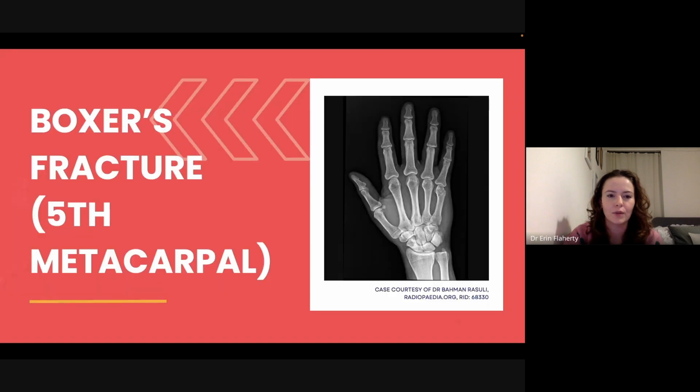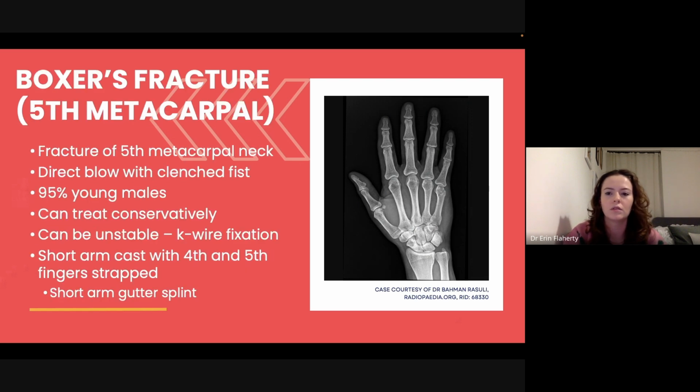Okay, so common hand pathologies. First one we have is a boxer's fracture. It's called this, unsurprisingly, because it happens a lot to boxers or people that like to think they can box. So it's a fracture of the fifth metacarpal neck. So this is our 1, 2, 3, 4, 5, fifth metacarpal neck. And just here you can see we've got a fracture straight through the fifth metacarpal neck.